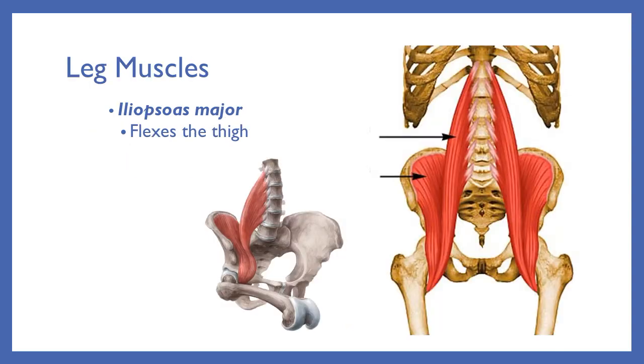Moving on to our legs. A big one is the iliopsoas major. This muscle is responsible for flexing our thigh. It originates at the spine and the top of the pelvis and inserts onto the femur.